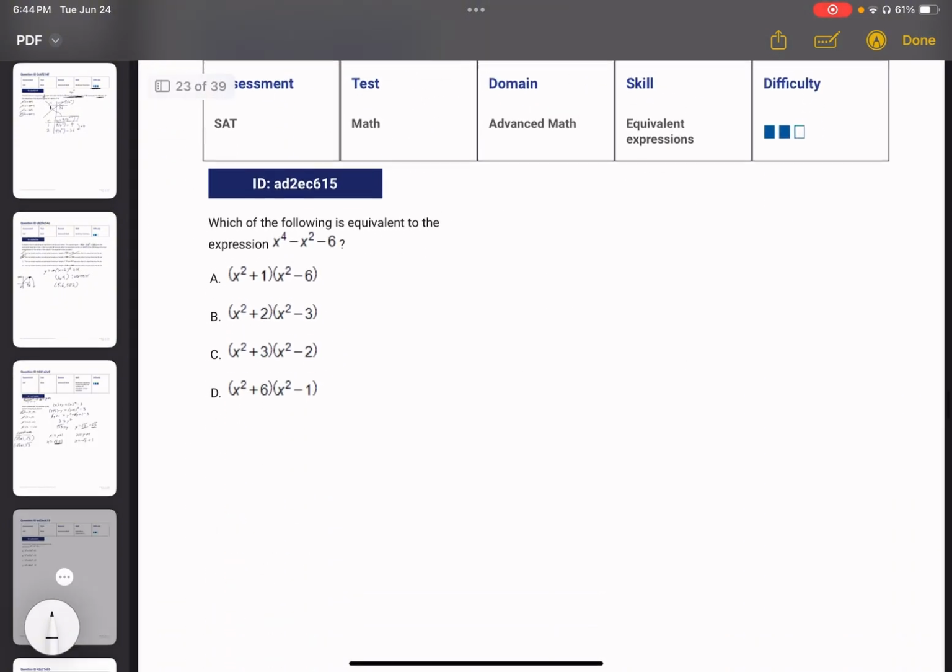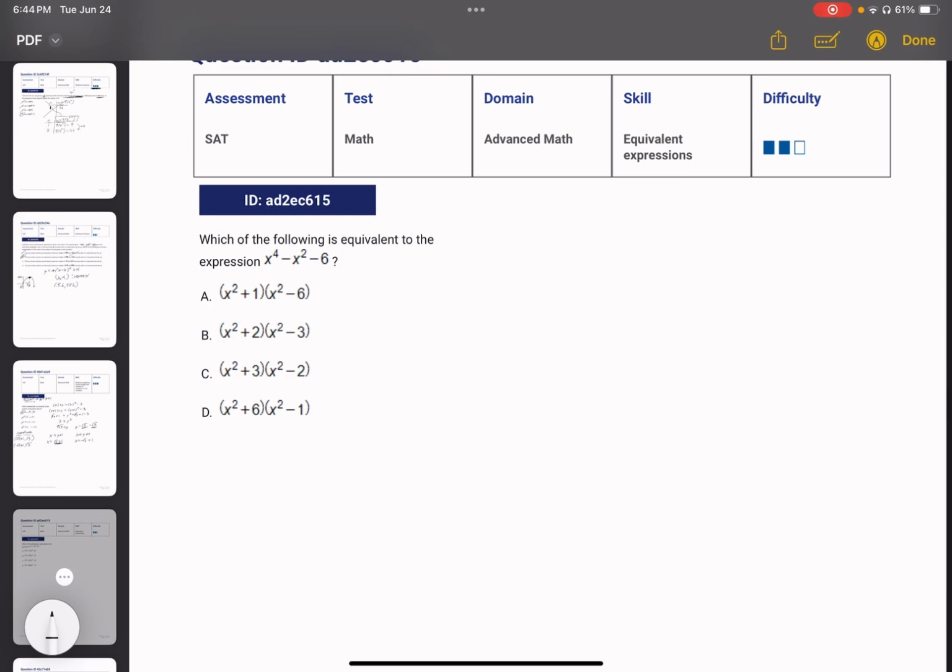Looking at the next problem, which of the following is equivalent to the expression x to the fourth minus x squared minus 6? So this is a factoring type of question. I factor with this method, the ac-b method. And this is pretty much, you look at your coefficients. We have a coefficient of 1 and a coefficient of -6 here for our a and our c, and we multiply them. So 1 times -6, that's going to give us -6, and then we just take our b coefficient, which is -1. So I'm going to write this down here.